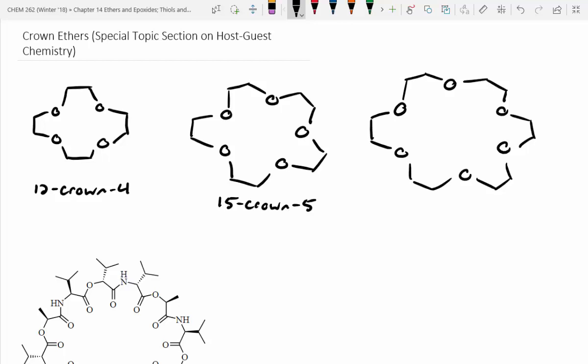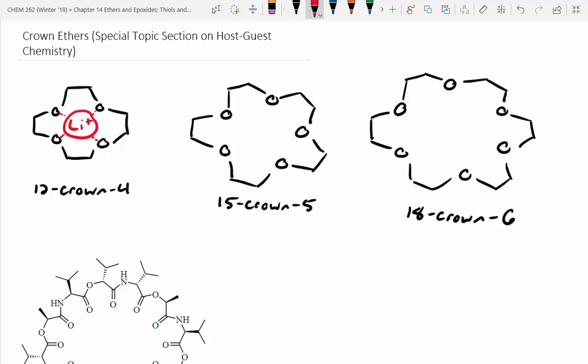And what do you think this one might be called? 18 crown 6. The goofy thing about these is that they really, really like to lasso cations. So if we look at these, we could say, all right, lithium is one of the smallest cations that we have. It likes to just sit in this pocket right here. So lithium gets tied up.